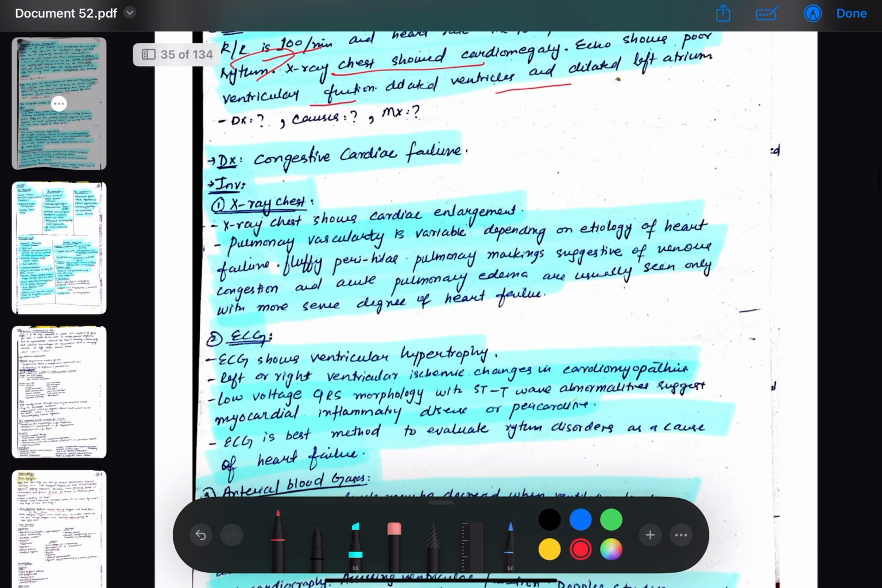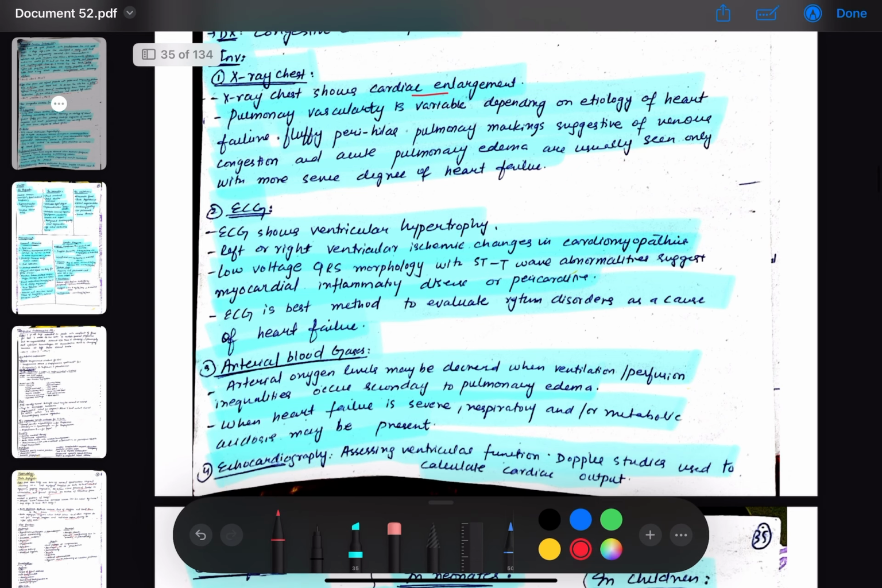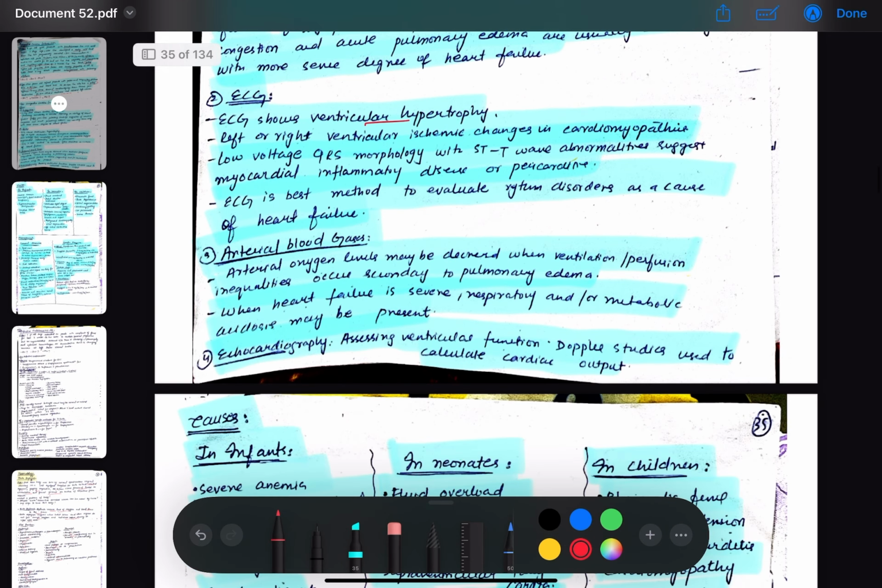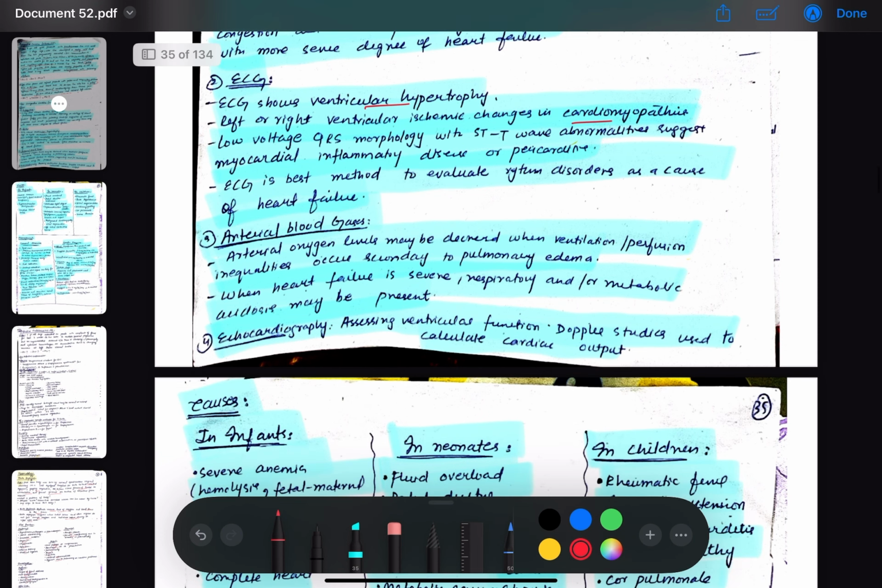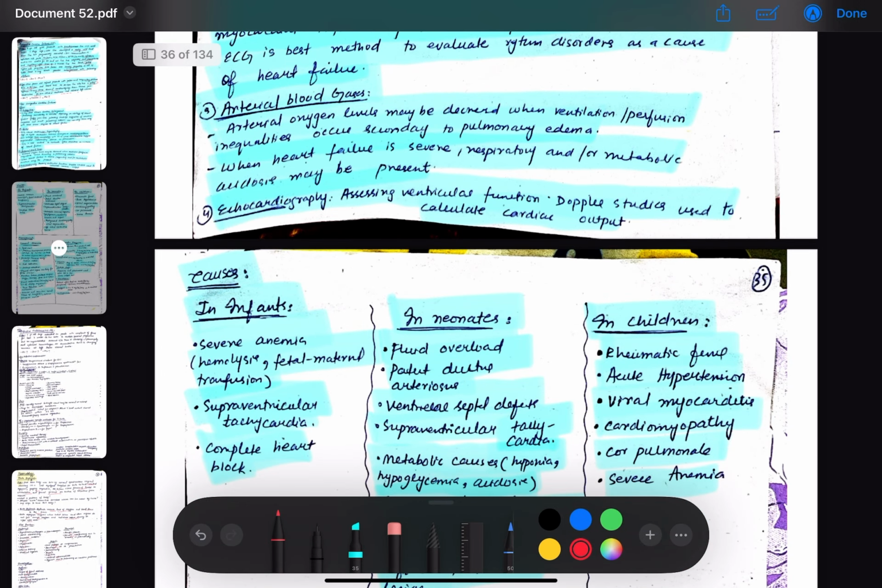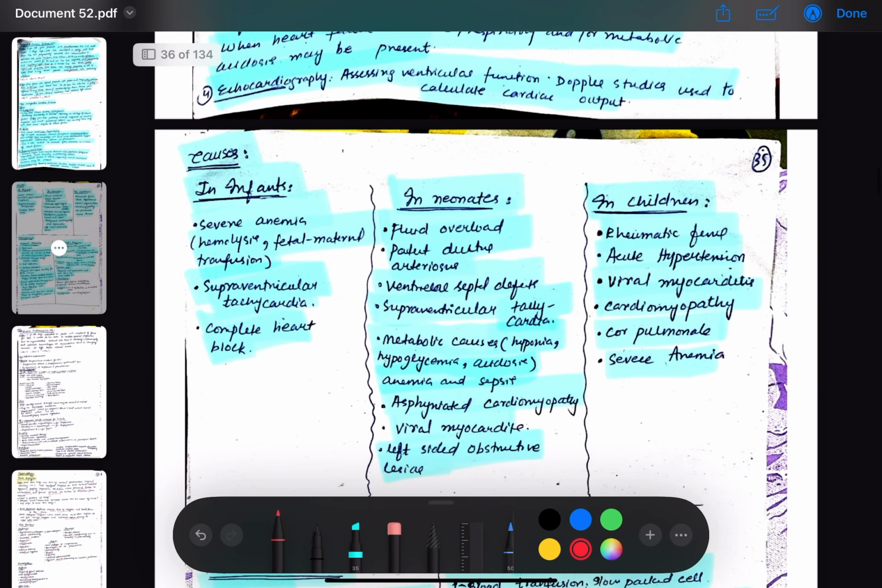So the diagnosis is based on the investigations. The investigations are an X-ray chest, which shows cardiac enlargement, and the ECG shows ventricular hypertrophy, left or right ventricular ischemic changes in cardiomyopathies, and low voltage QRS morphology with ST or T wave abnormalities. Arterial blood gas levels may be decreased when ventilation perfusion inequalities occur, and echocardiography assesses ventricular function, that is Doppler studies, which are used to calculate the cardiac output.